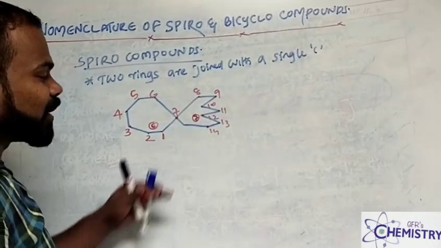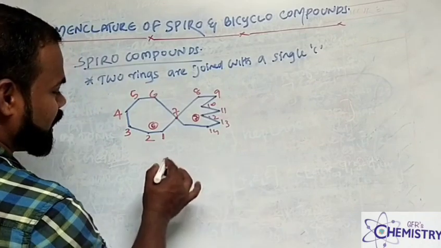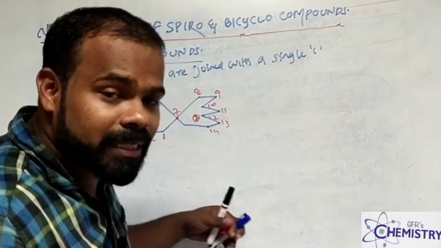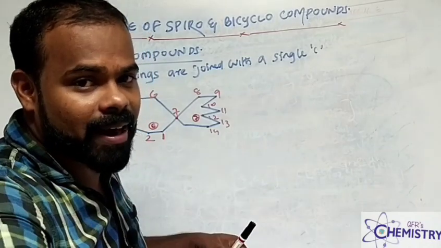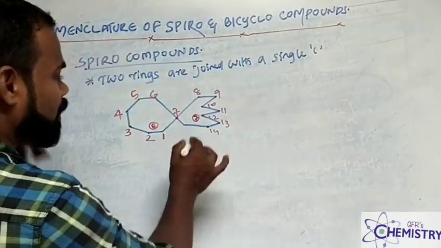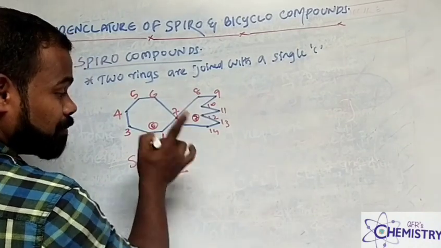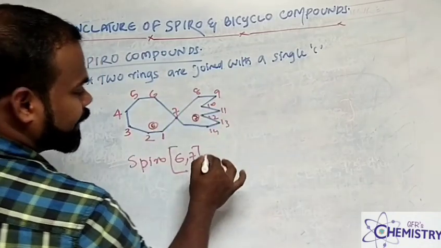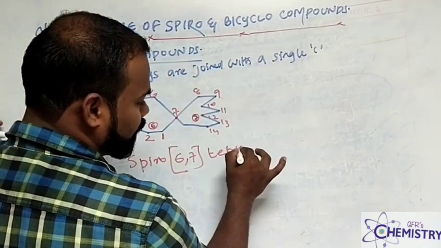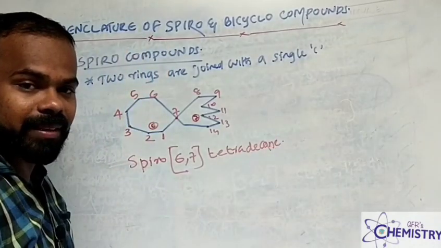Okay, 14. 14 carbons means, I will explain to you, just listen here. 11 means what? Dodec, undec, tridec, tetradec. 14 means tetradec. Here, first starting spiro, bracket, smaller number first, 6, 7. Then tetradecane. Clear, all of you?